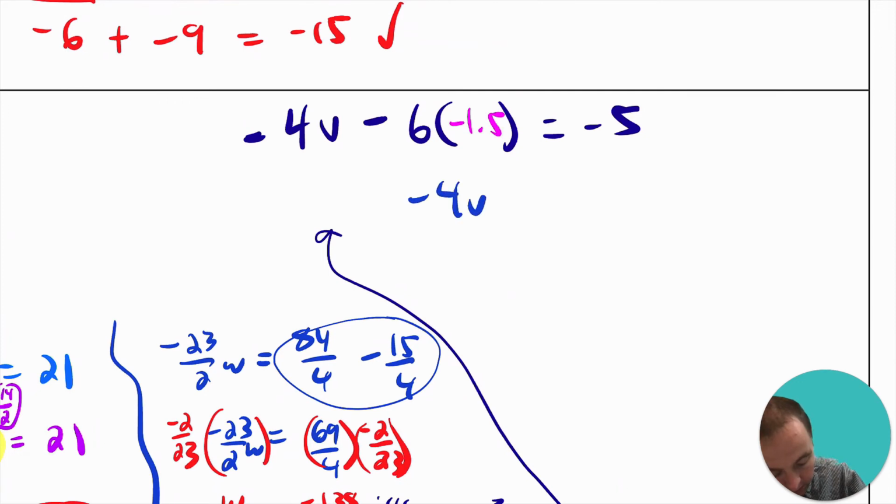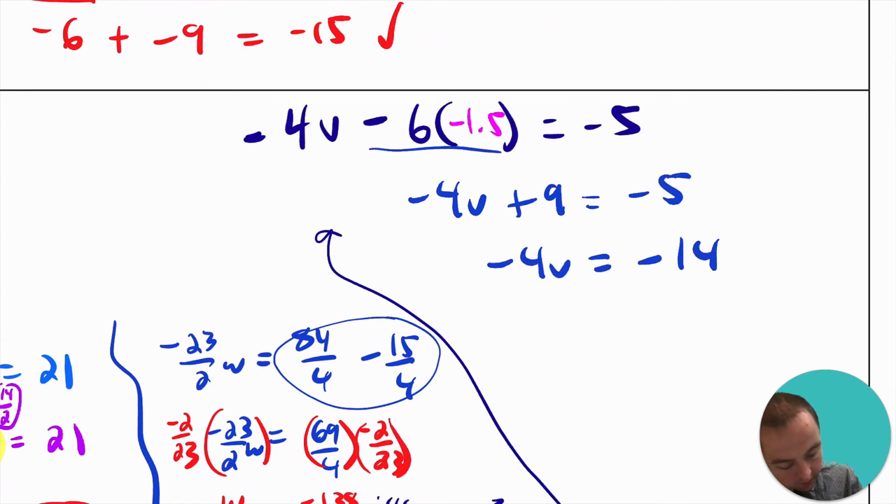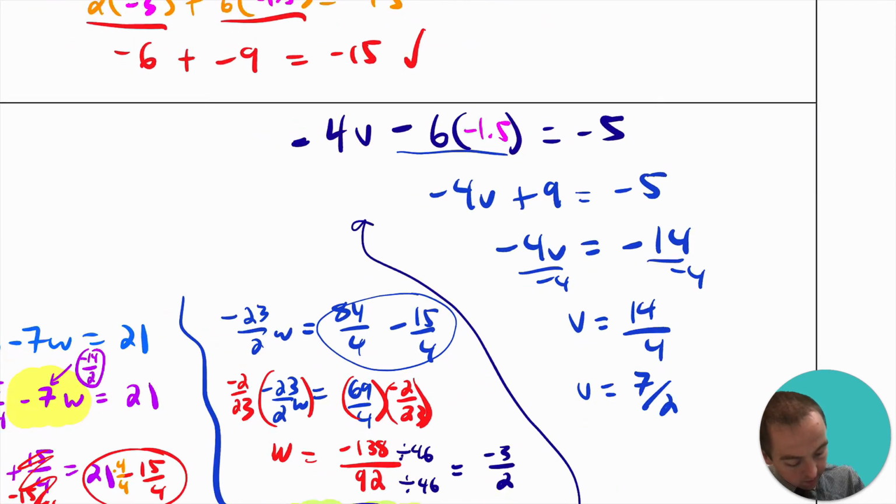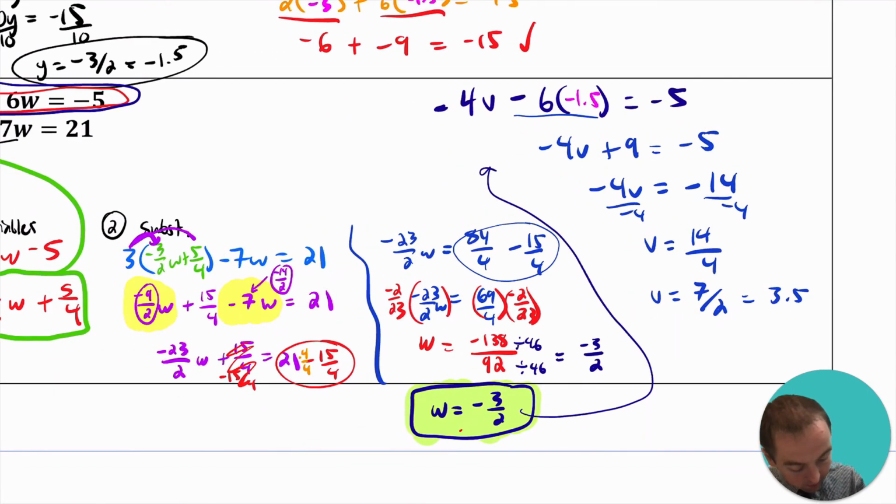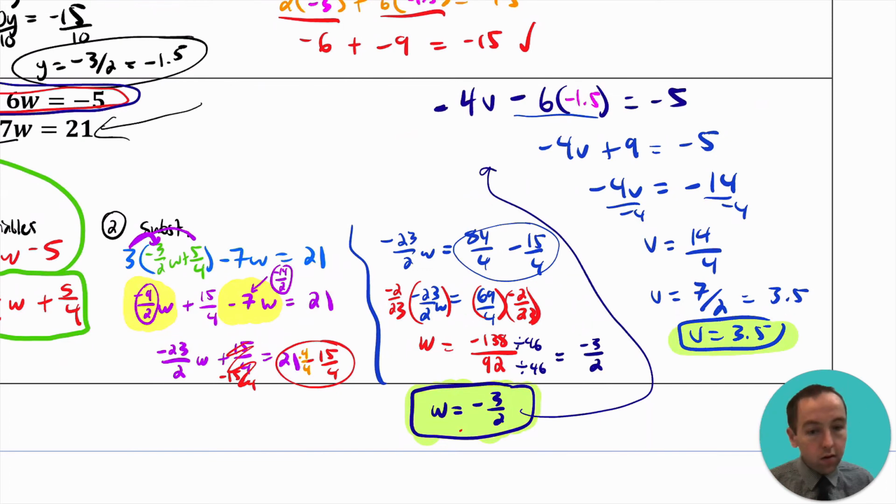negative 4v, and then that negative times the negative will be a positive 9 equals negative 5. Then we can subtract the 9 from both sides to give you negative 14, and then you can divide by negative 4 to give you a positive 14/4, but that ends up reducing to 7/2, and 7/2 actually is 3.5. So with that, we get a v value of 3.5. So now you'd want to check, so you'd have to plug into the second equation just to check to make sure it does turn out okay.